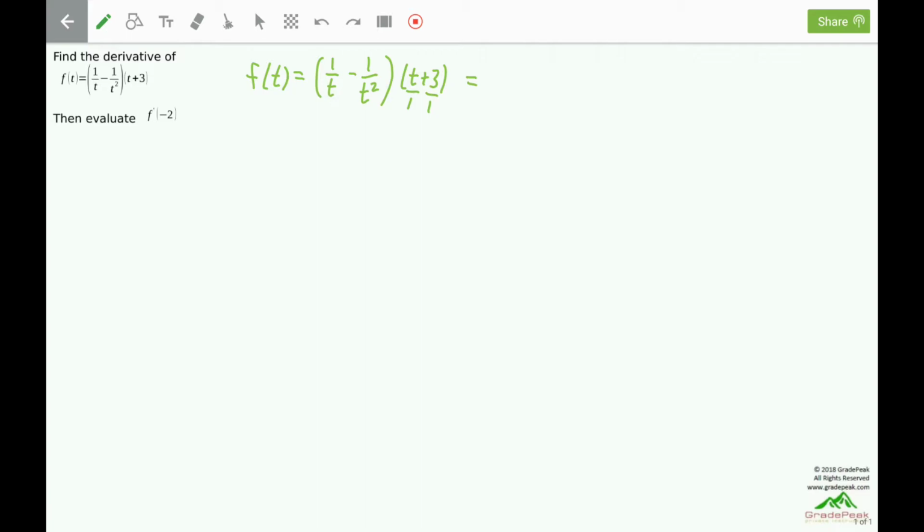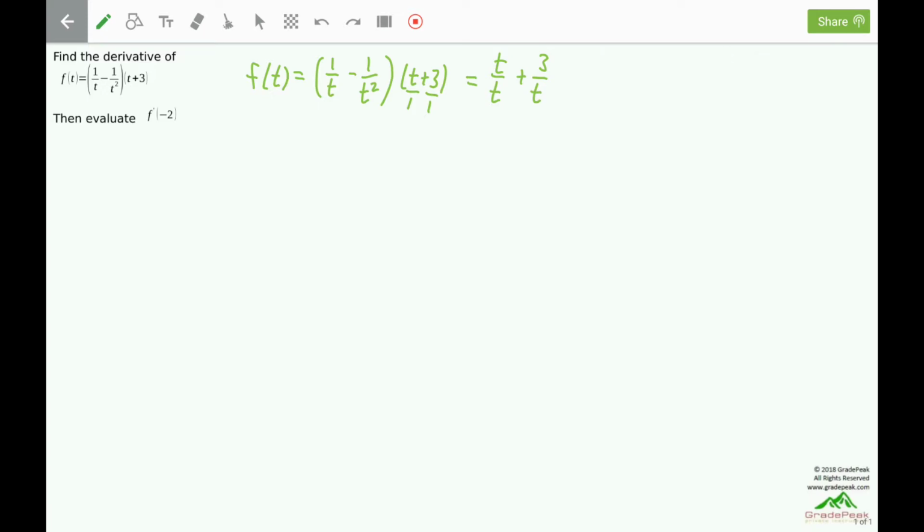First, 1 over t times t over 1. Multiply numerators: 1 times t is t. Denominators: t times 1 is also t. T over t. Outside, 1 over t times 3 over 1. Multiply numerators: 1 times 3 is 3. T times 1 is t for the denominator. And we'll end up with positive 3 over t.